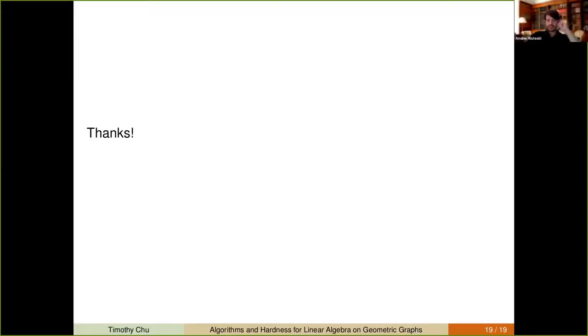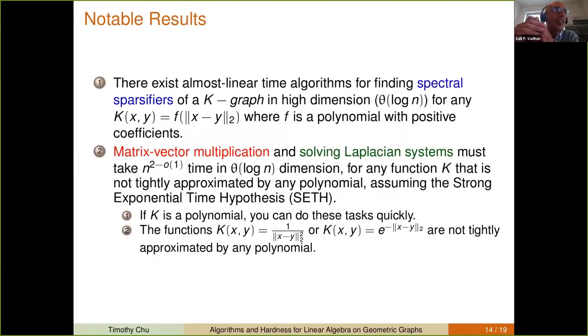Any other questions? Salil has his hand up. Maybe I misunderstood what you said, but it sounded like you said that the positive result you have, the fast algorithm, applies even if the function is a rational function of the distance. Yes. But then in your negative result, you mentioned that this case of the 1 over the squared distance is a hard instance. So I was just having trouble reconciling the two. Could you elaborate? So they're for different problems. The rational function thing I mentioned was for the spectral sparsifier problem. And the hardness result is for a matrix vector multiplication problem.